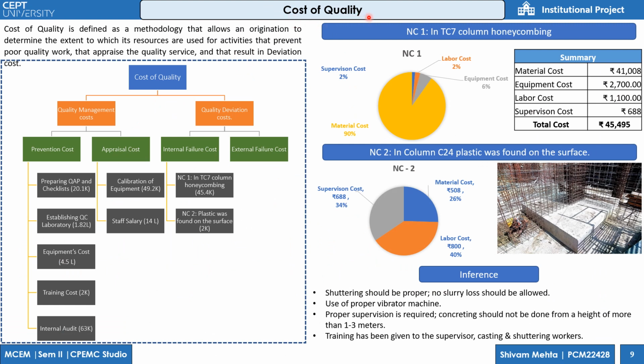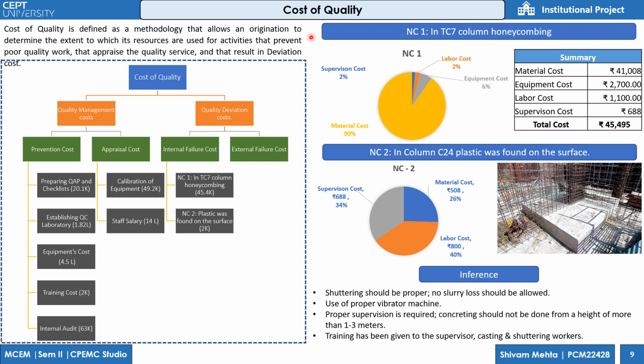Cost of quality. Cost of quality is defined as a methodology that allows an organization to determine the extent to which its resources are used for activities that prevent poor quality work, that appraise the quality of service, and that result in deviation of cost. The cost of quality is divided into two sections: quality management cost and quality deviation cost. Quality management cost is divided into two: prevention cost and appraisal cost.